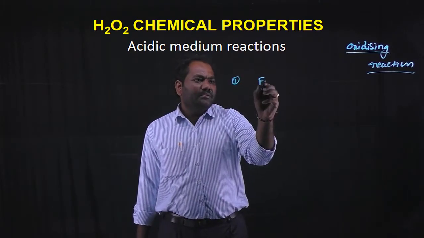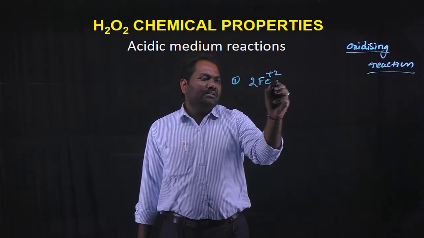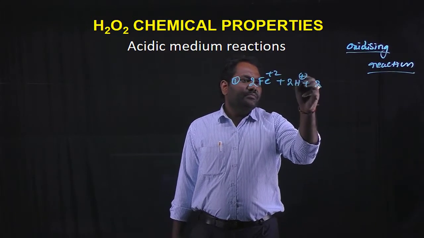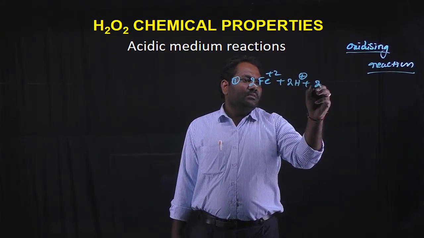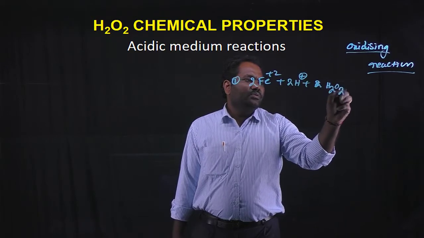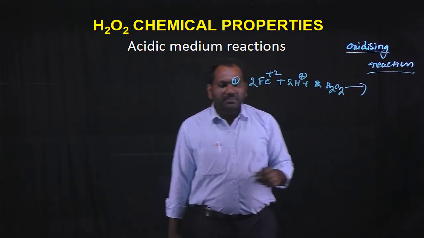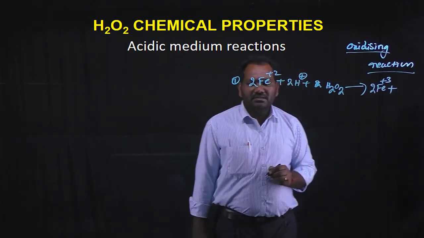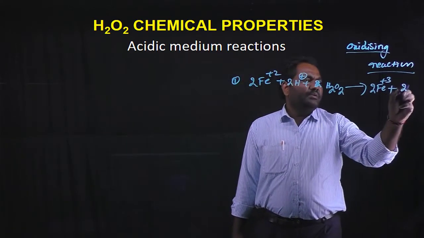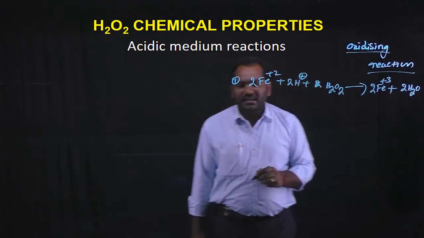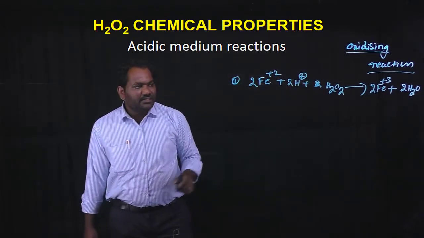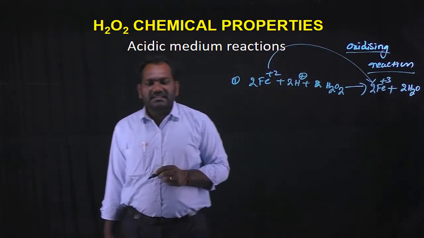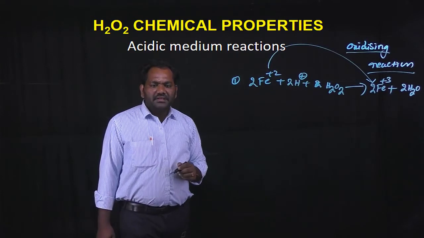Here Fe+2 ions react with H2O2 to give Fe+3 ions plus water molecules. Here these ferrous ions are converted to ferric ions.